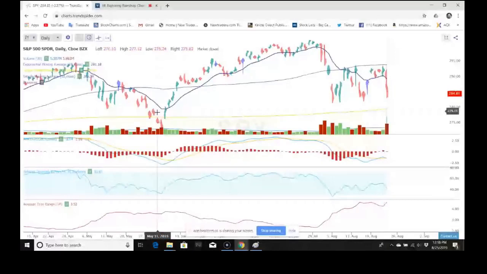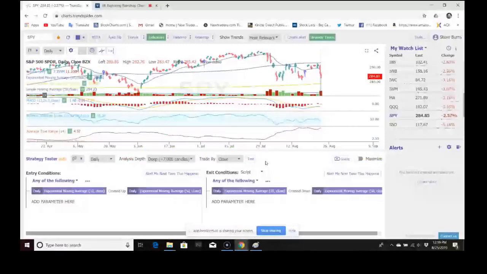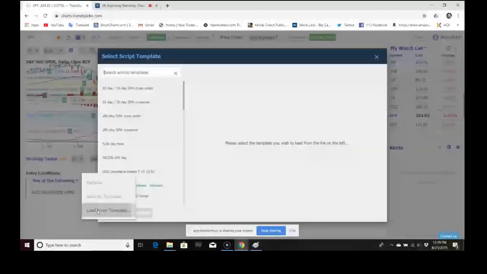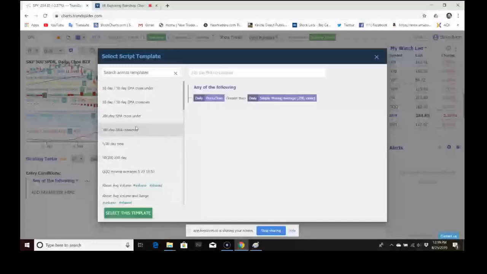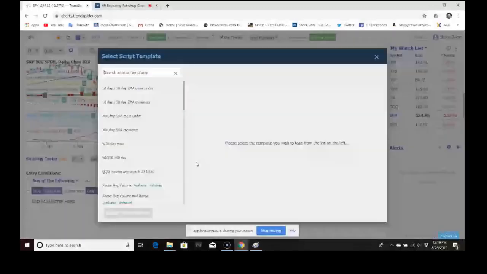And on TrendSpider, you can actually go back and test it, where you can use the SPY and reset and backtest the 200-day moving average and see what happened historically if you would have bought over the 200-day and would have sold below the 200-day. So we're going to say the 200-day SMA crossover is an entry, and the 200-day cross under is the exit. These are templates that I've saved to make it a little bit quicker.